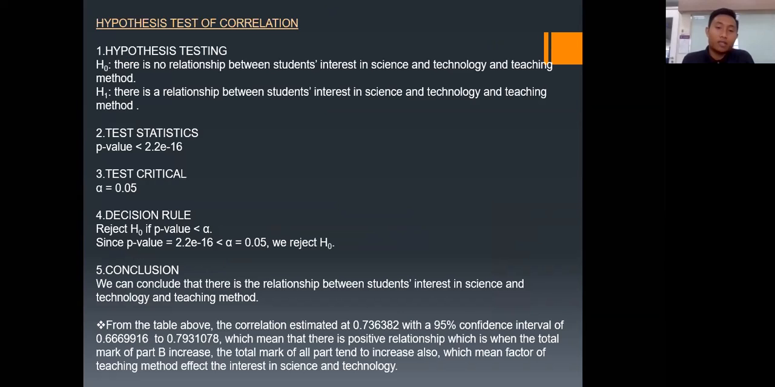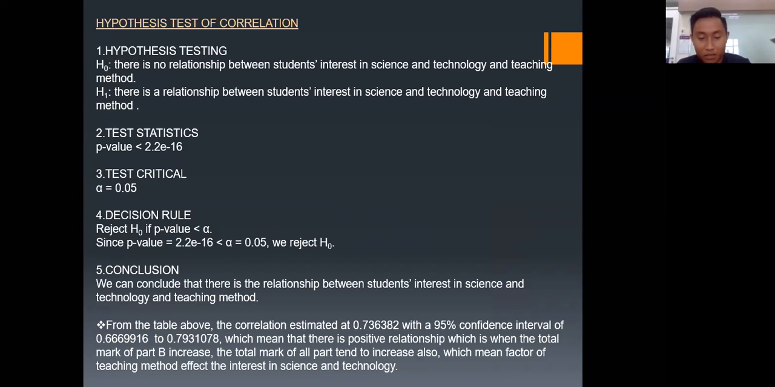Our H0, there is no relationship between students' interest in science and technology and teaching method. Our H1, there is a relationship between student interest in science and technology and teaching method. For our test statistic, we use the p-value, which is 0.00002. Next, test critical, we use alpha equal to 0.05. Next, our decision rule. As usual, reject H0 if p-value is less than alpha. Since the p-value of 0.00002 is less than alpha 0.05, we reject H0. So our conclusion is we can conclude that there is a relationship between students' interest in science and technology and teaching method.